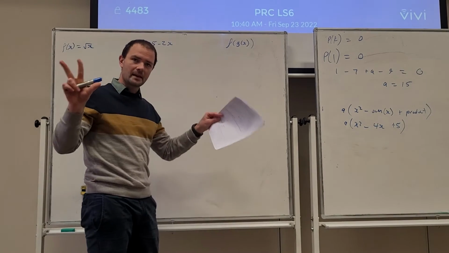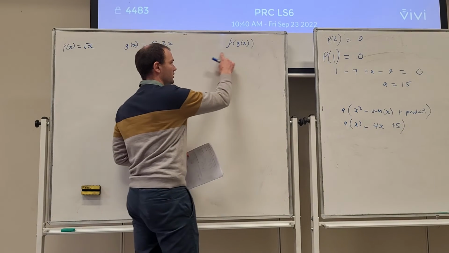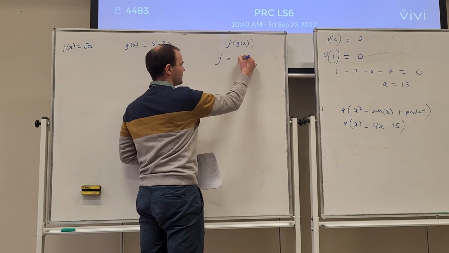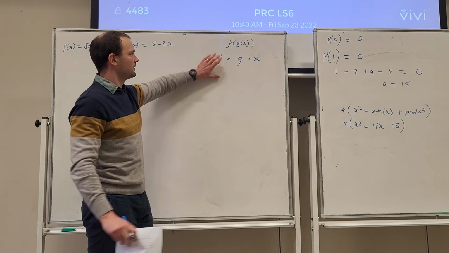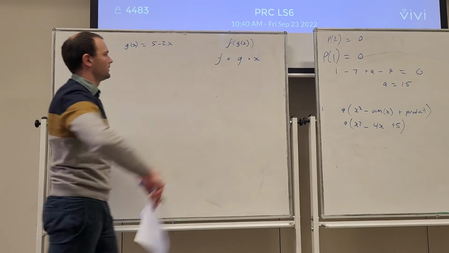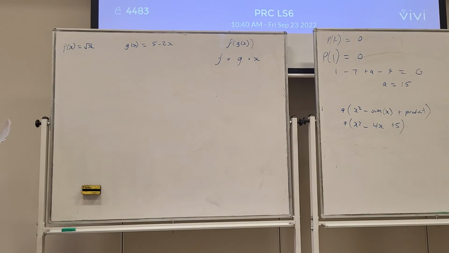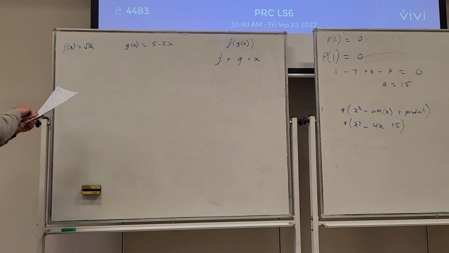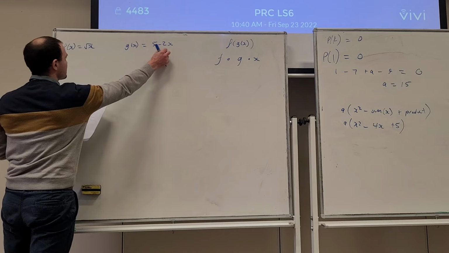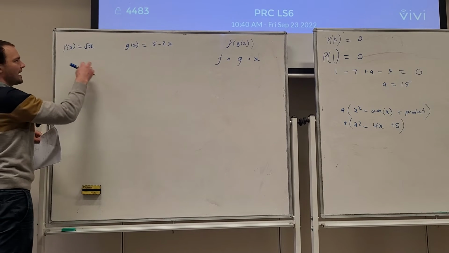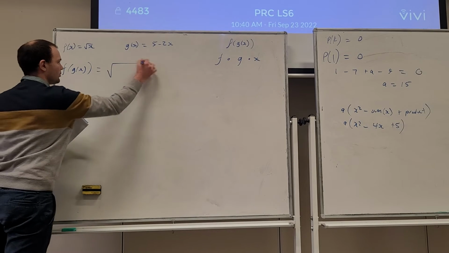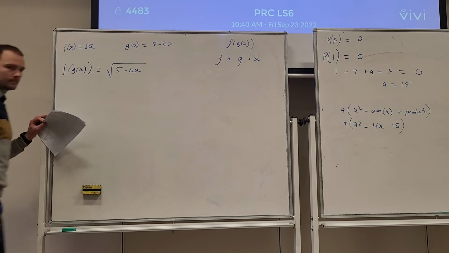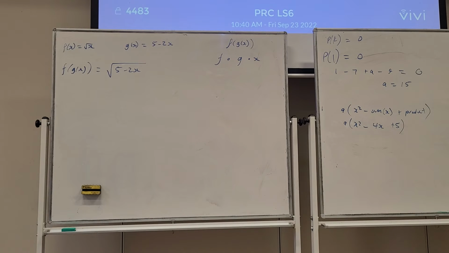Alternatively, if you're doing the MASA exams as well, they tend to use the alternative notation, something like f dot g dot x. It means the same thing, okay? Whichever one comes first, you're putting the other one inside of it. So we're finding f of g of x, putting g of x inside f of x. So f of g of x is equal to the square root of 5 take 2x. That's the composite function.